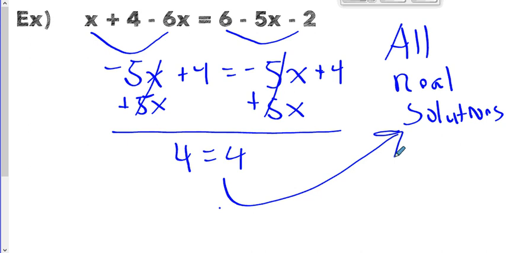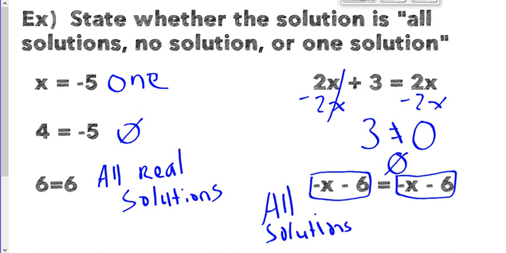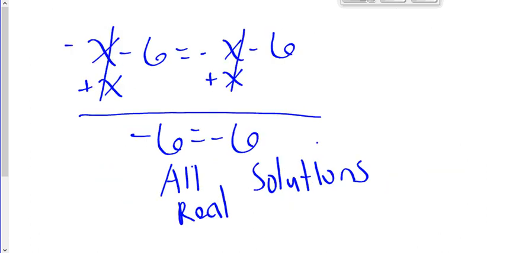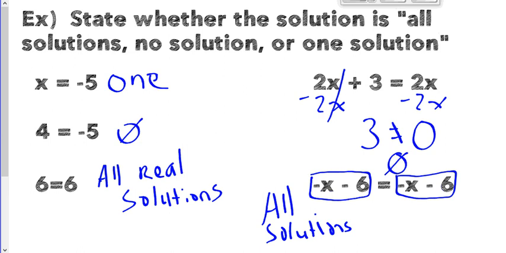So that translates right back to my all real solutions idea. So remember, when your variables cancel and you're left with just regular numbers, if they are equivalent to each other, like 4 equals 4, all real solutions. If we get something that looks like this, where 3 does not equal 0, variable canceled, variable canceled, 3 is not the same thing as 0. No solution.